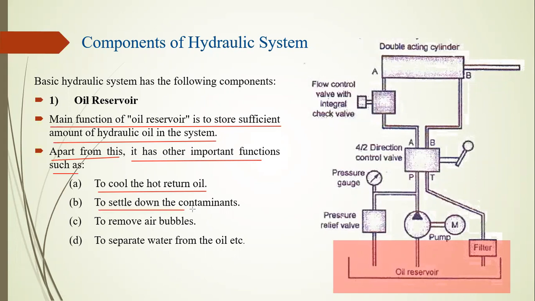To settle down the contaminants. Contaminants are impurities and particles; density and viscosity can change. These differ when the oil is applied inside the hydraulic circuit and when it exits the hydraulic circuit. So the contaminants settle down in the oil reservoir tank.